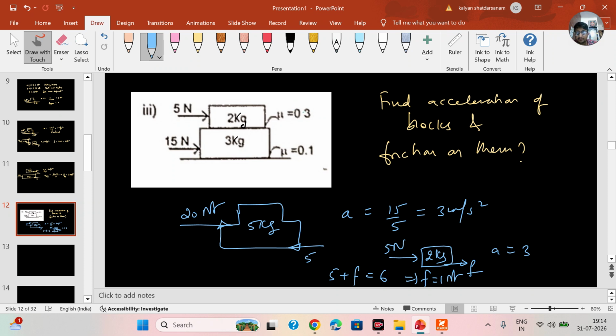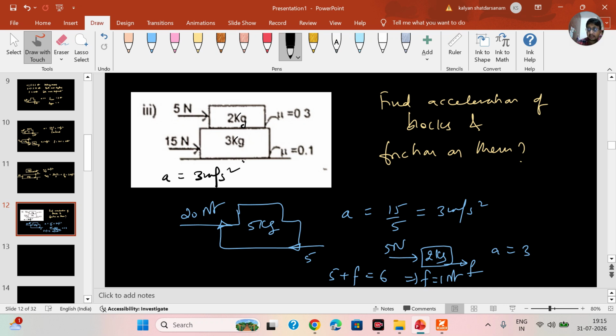Mu is 0.3 and n here is 20. Okay, I'm talking about here. So mu is 0.3 and n is 20. 0.3 into 20 is 6 Newton, which is fine. So our friction is less than the limiting friction, so they move together. So combined acceleration is 3 meter per second square. They are moving together. Friction on 2 kg is to the right, 1 Newton. Friction on 3 kg due to 2 kg is to the left, 1 Newton. Friction on 3 kg due to ground is 5 Newton kinetic.